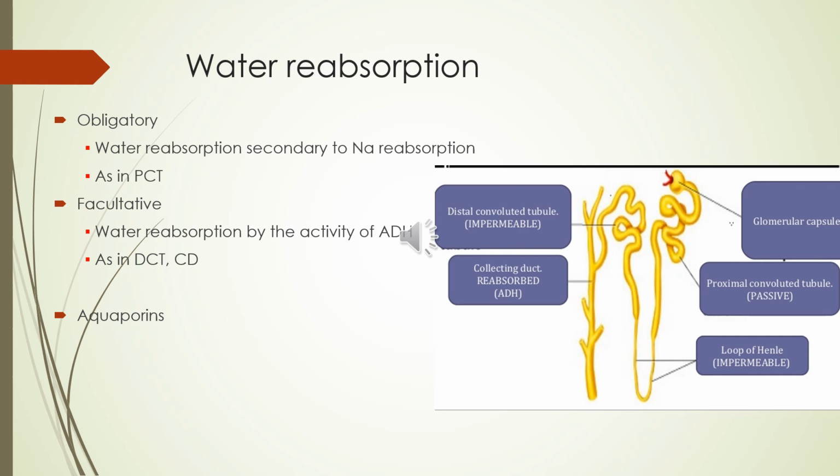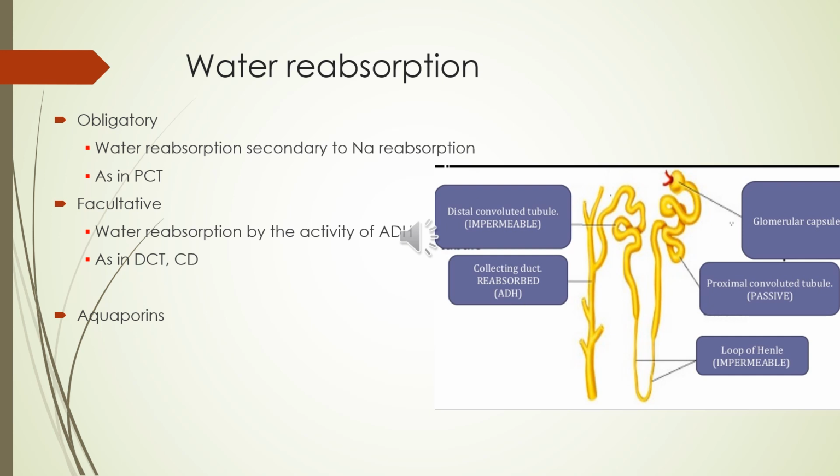The sodium reabsorption helps in the reabsorption of organic as well as inorganic solutes, including both cations and anions, and this transfer of solutes from the tubular fluid into the interstitial space creates the osmotic gradient that helps in the reabsorption of water. And this reabsorption of water is actually of two types: obligatory water reabsorption and facultative water reabsorption.